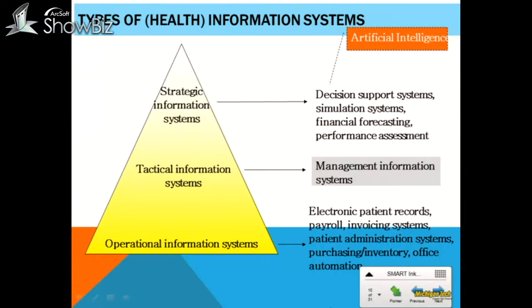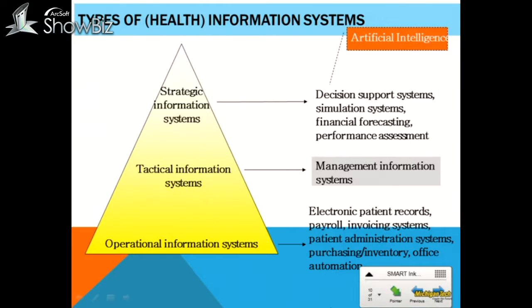They include different themes. The first one is called strategic information systems. That mainly includes decision support systems, simulation systems, financial forecasting, and performance assessment. For this one, they generally use artificial intelligence to do some evaluation, estimation, and prediction. This is the same as what we are doing, for example, for computer-aided cancer detection. You can use these decision support tools to detect the cancer.